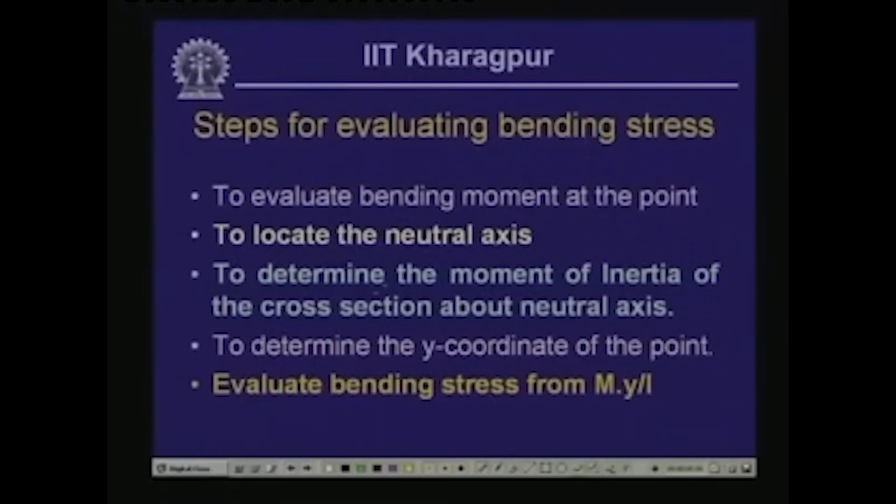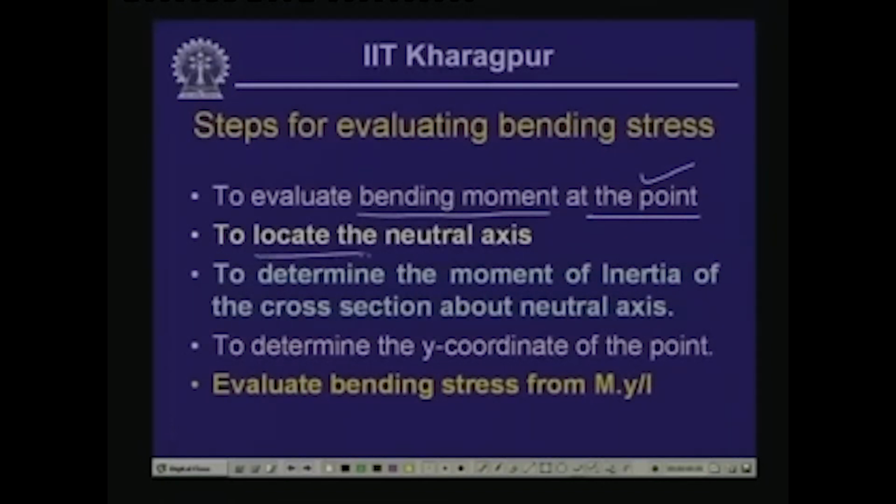Once we know the value of the bending moment, then for that particular cross section we have to establish the position of the neutral axis, and once we know the neutral axis, we can compute the moment of inertia of that section and also the position of the point with respect to the neutral axis, the distance y. So, we know the bending moment, we know the distance y, and we know the moment of inertia of the cross section with respect to the neutral axis. So, we can compute the value of the bending stress, which is My by I, and this is what is indicated over here: you have to evaluate the bending moment at the point where you are interested to find the stress.